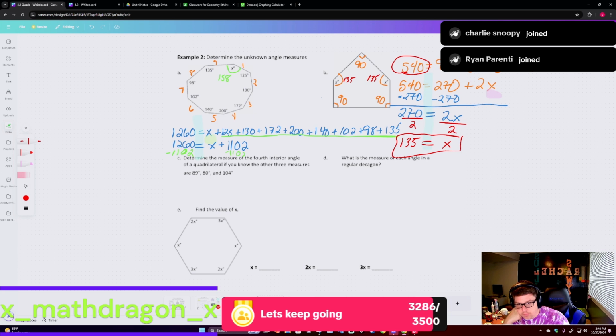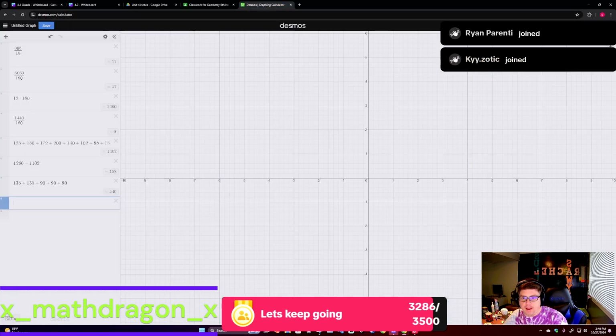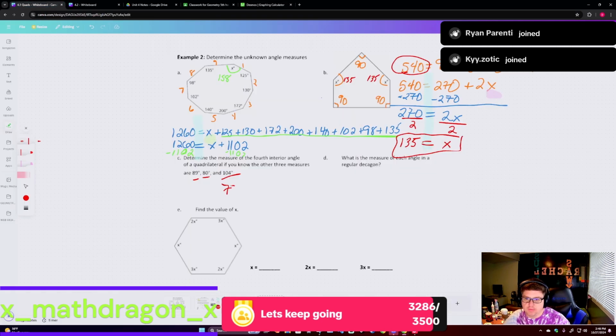Determine the measure of the 4th interior angle of the quadrilateral. We know the other 3 measures. So take 360, subtract, subtract, subtract, and what you're left over is the answer. 89, 80, 104. Should be 78 degrees if it's 104. Yeah, so 78 degrees.